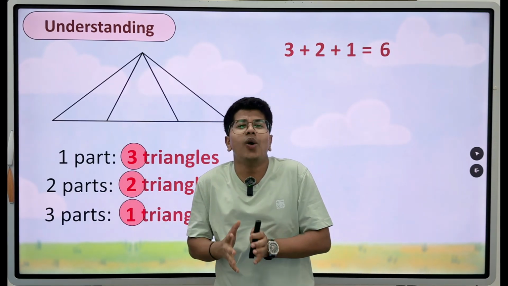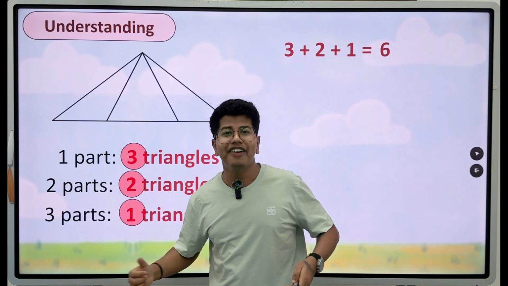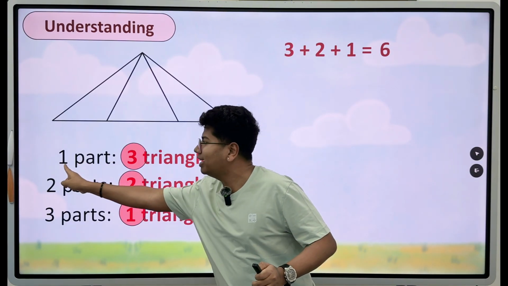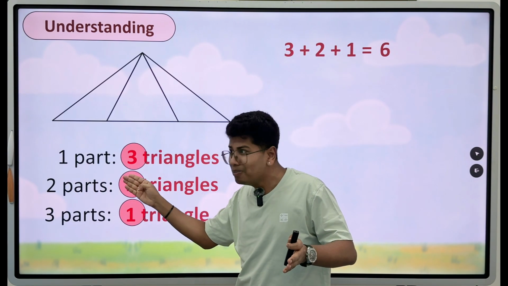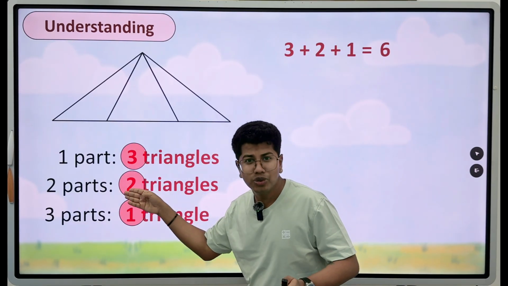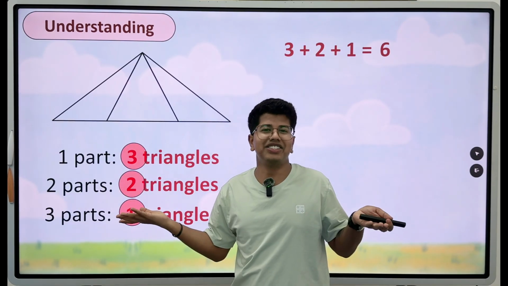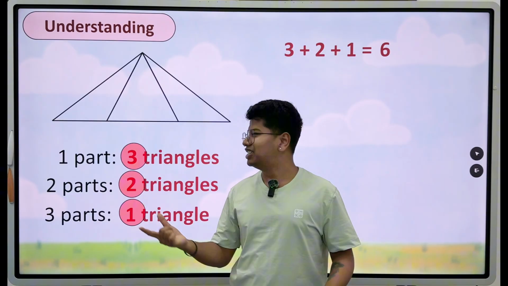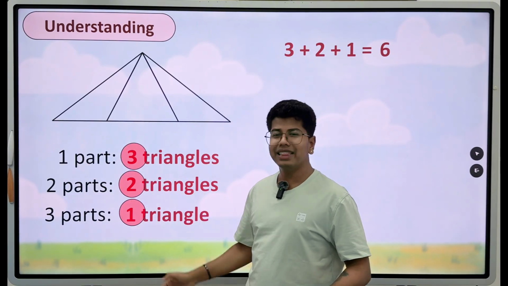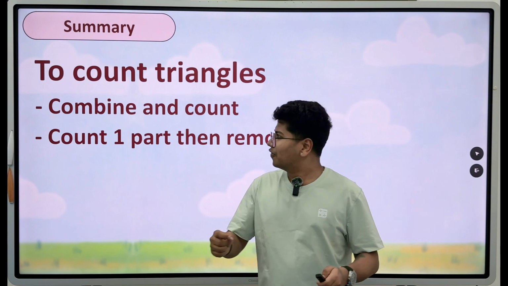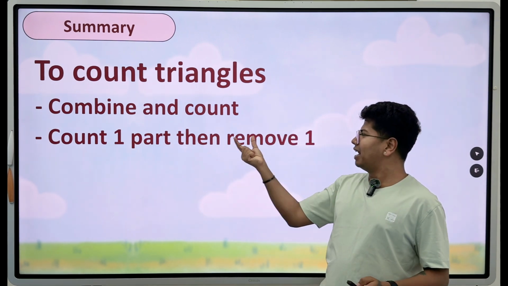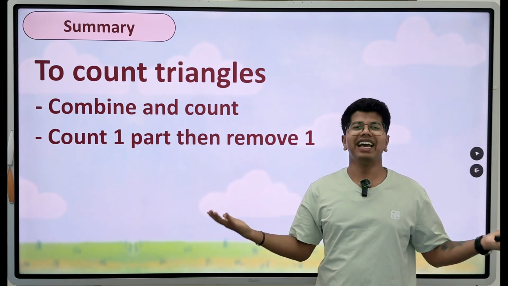So actually we don't have to find each and every part. We can find out 1 part, that is 3, and then we can just remove 1. 3 becomes 2, 2 becomes 1 and 1 is just 0. So what we can understand, just find 1 part and then keep removing 1. So let's just summarize here. We just count 1 part, then remove 1 to get the answer.